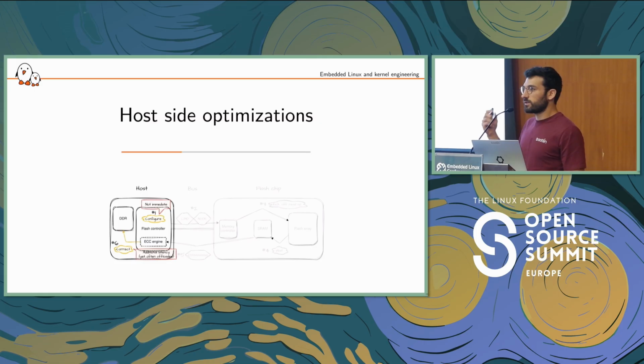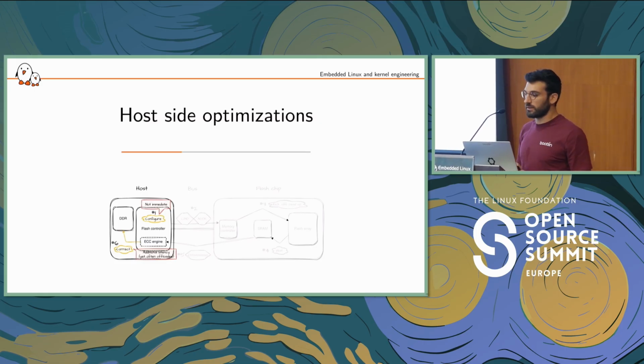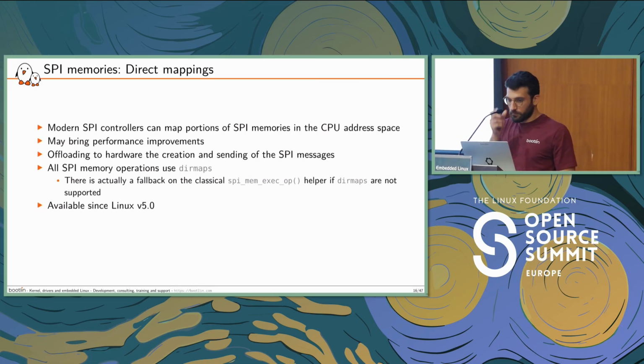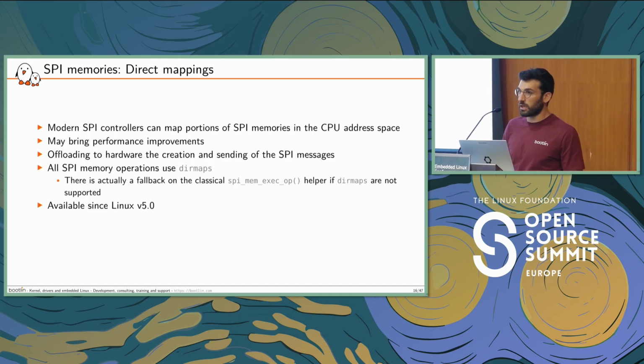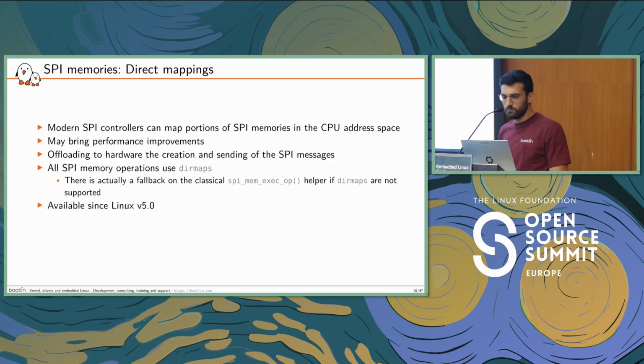So let's first look at the host side optimizations that are now available. First, direct mappings, of course. Modern SPI controllers have this capability to map some parts of the chip in the CPU address space. So now forging the SPI packets is left to the hardware, which overall improves the performance. I don't have benchmarks on this one. And more importantly, it releases the CPU to do other tasks. So you just make a read on the region, and then you can do something else.